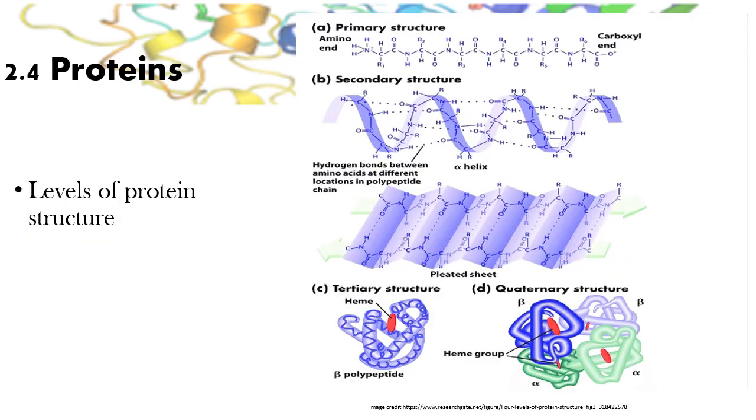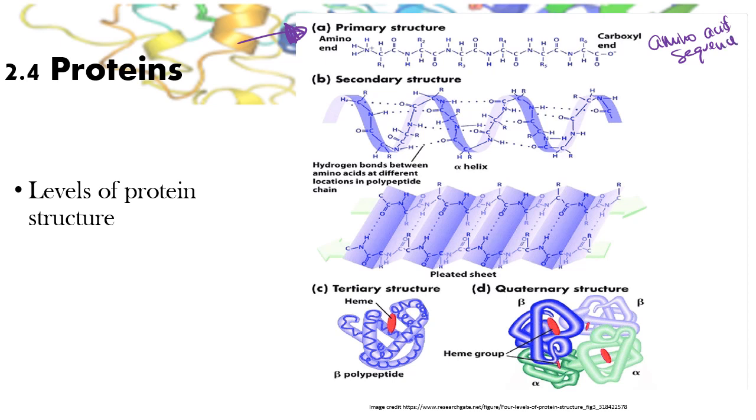That amino acid sequence that determines the shape of a protein is known as the primary structure of a protein. The primary structure is its amino acid sequence. The amino acid sequence of a protein is its primary structure.